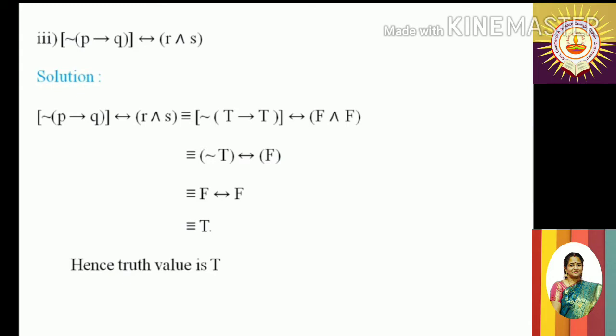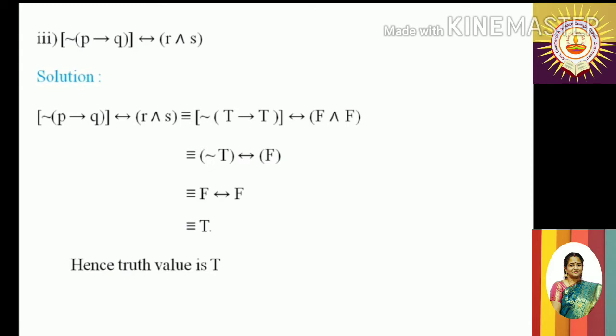So we get negation T biconditional F. Negation T is nothing but F, so we write F biconditional F. It is nothing but true. So the truth value is true.